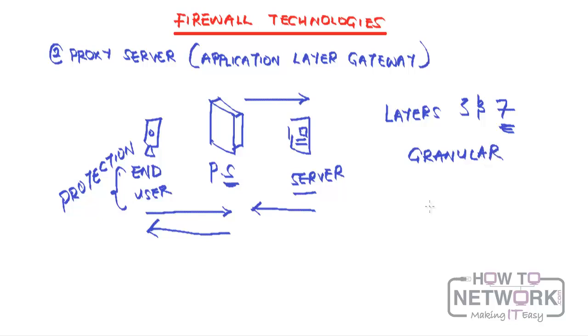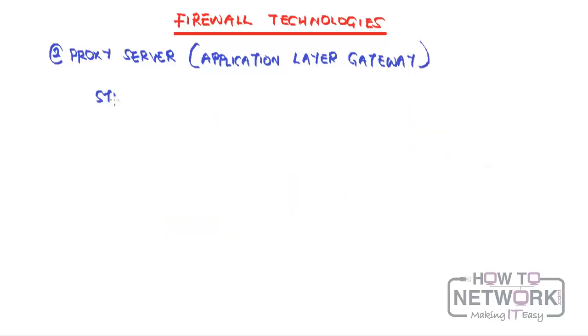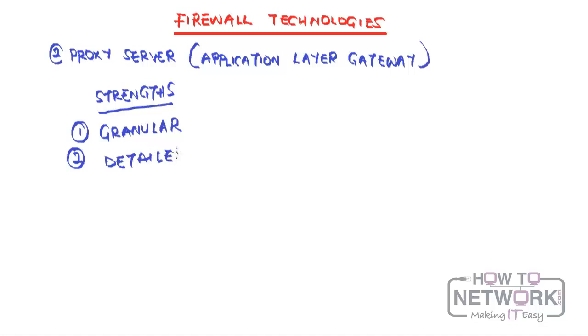So let's talk about the strengths and the weaknesses. Here we'll talk about strengths. Like I mentioned before, the first strength is that because it can get up to layer 7, it is very granular. Also, with a proxy server, you can have very, very detailed logging. So it can tell you that this user tried to get to this particular server and this particular request was denied and things like that. And like I mentioned, you have protection for your end users because the connection is not actually between the end users and the servers. It's actually between the proxy server and whatever server they are trying to connect to.